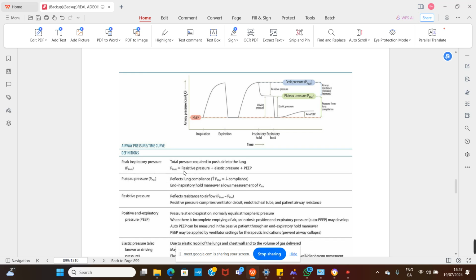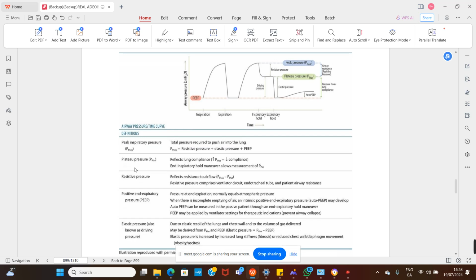Remove restrictive pressure. So what is left is going to be your plate pressure. Plate pressure is elastic pressure plus PEEP. So if plate pressure is elastic pressure plus PEEP, it means that peak inspiratory pressure equals restrictive pressure plus what? Plate pressure. Okay, so plate pressure reflects lung compliance.